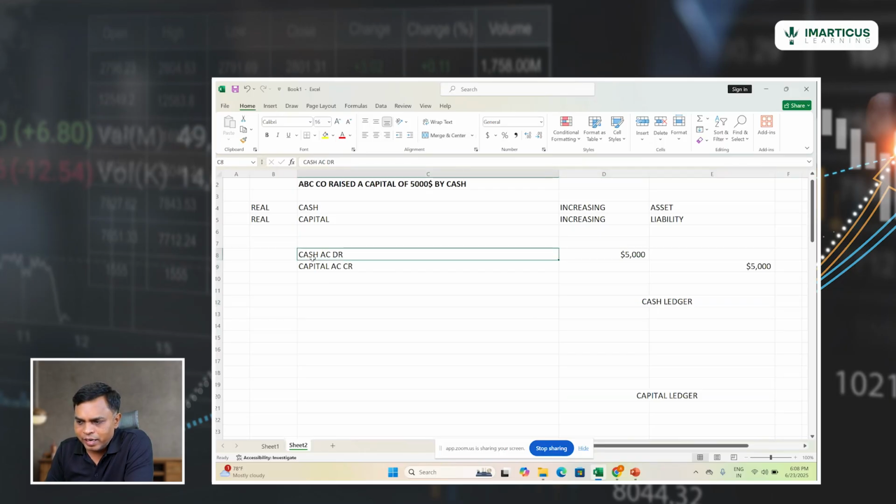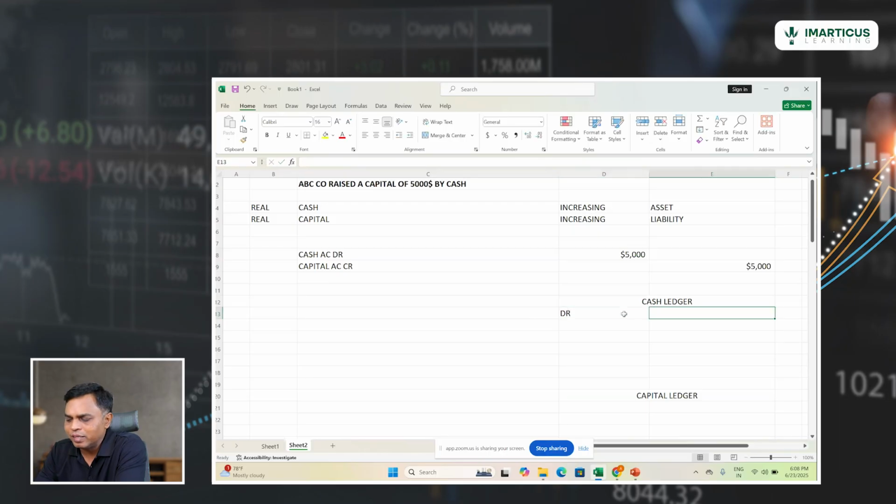In this journal entry, cash has a debit balance. In the ledger, there are two sides. One is a debit side, another one is a credit side. So for each ledger, there will be a debit side and a credit side.